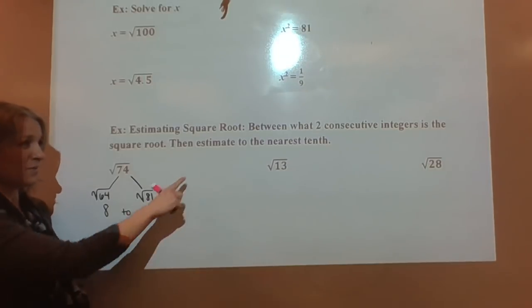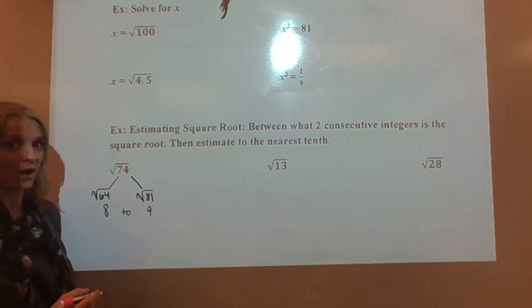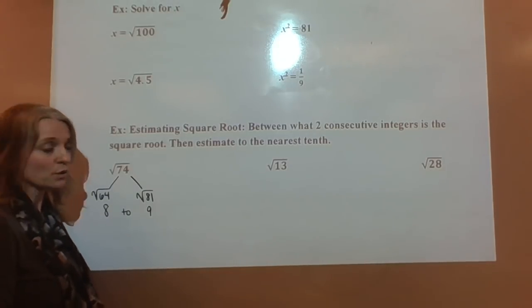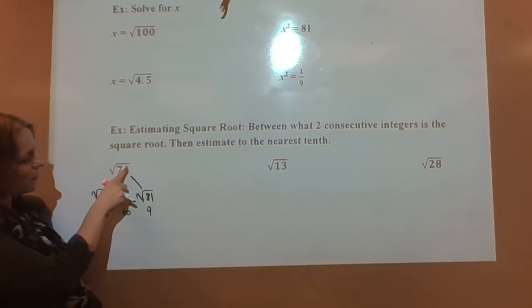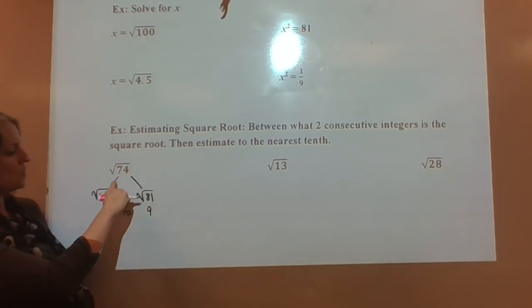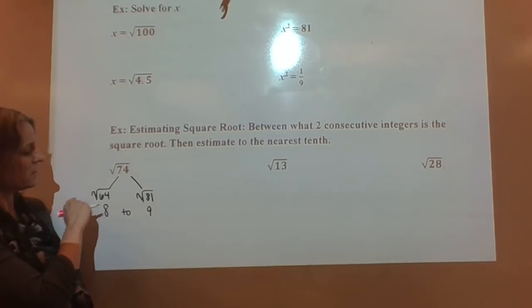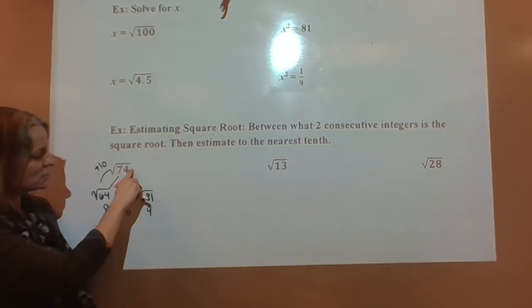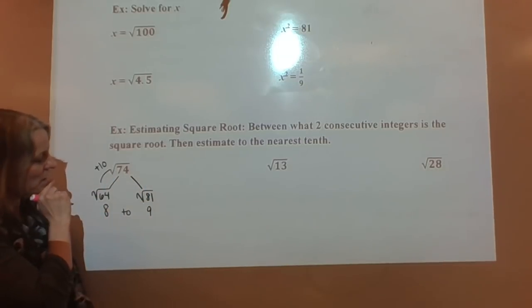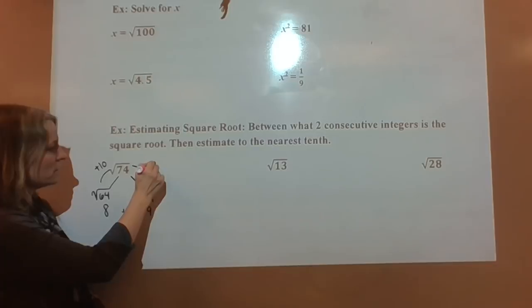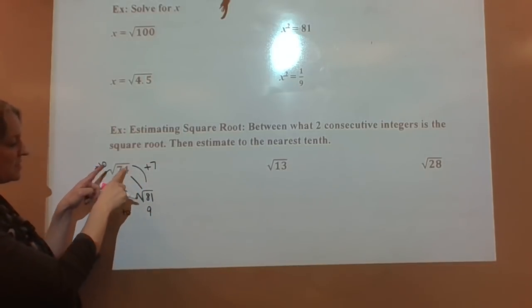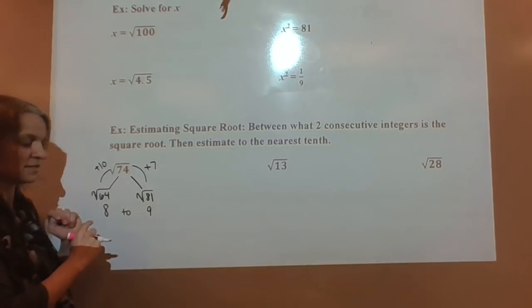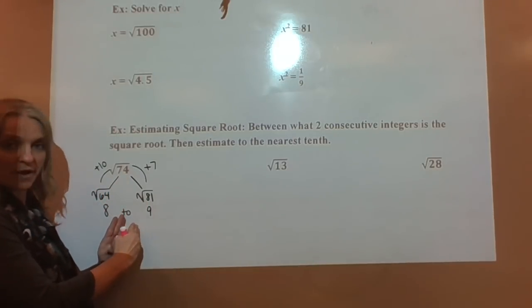The question is, how do I then get it to the nearest tenth? How do I figure out what that decimal is? That's where we want to see which perfect square it's closest to. So we want to look at how far apart 74 is from each of these numbers. The distance between 74 and 64, those two numbers are 10 apart from each other. Between 74 and 81, those are 7 apart from each other. So looking at the distance, we can see that 74 is closer to 81 than it is to 64. That means it's in the upper half of these numbers.